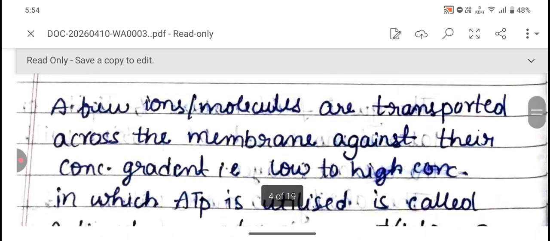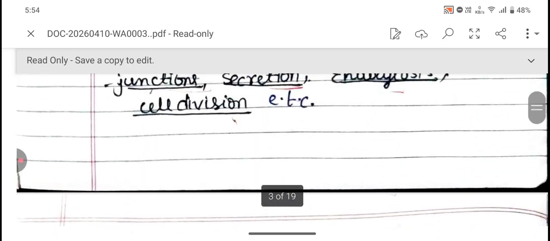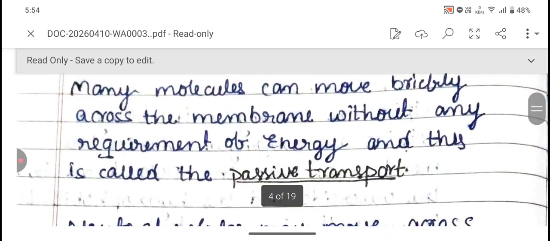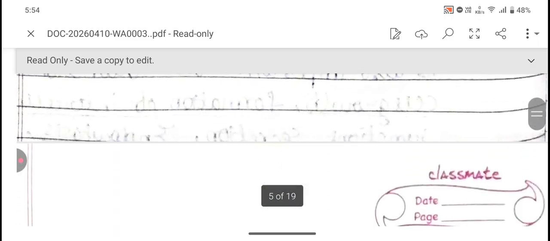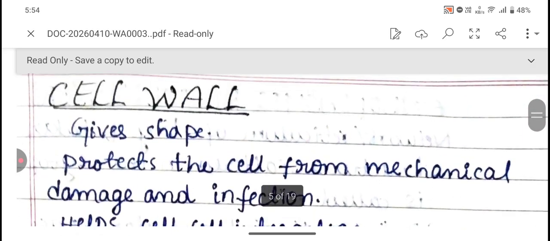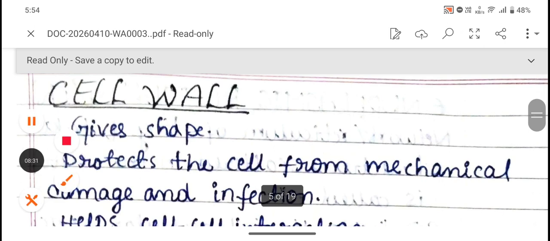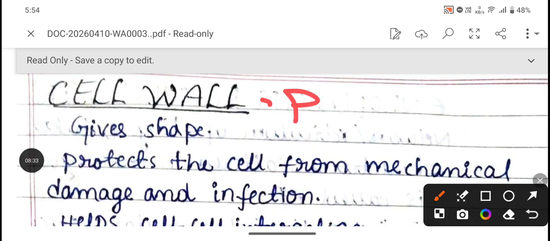So this is about the cell membrane, which we can see in both plant and animal cells. Cell wall. The cell wall is a layer which is present in the plant cell.